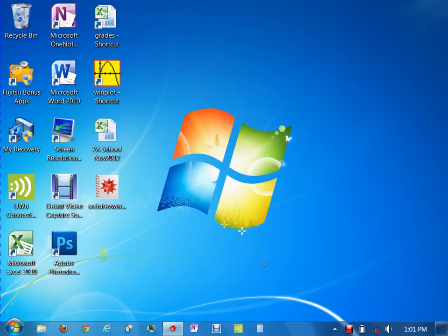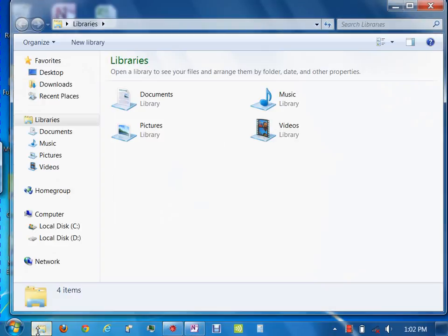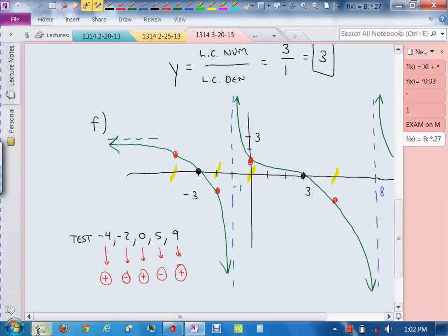So if you have a book, let's see. We're looking at number 17. Is that the cosine pi x? Okay.